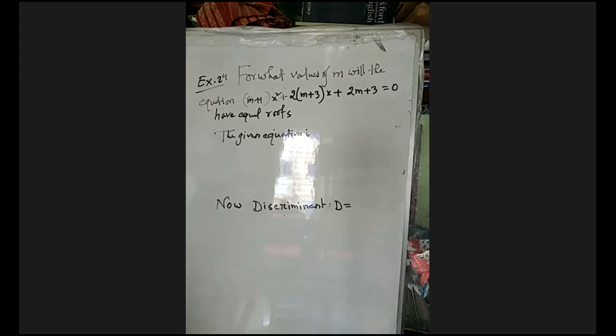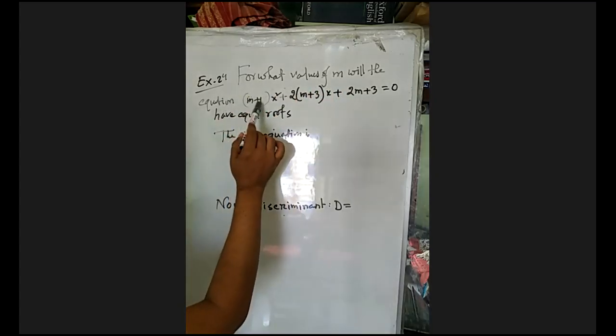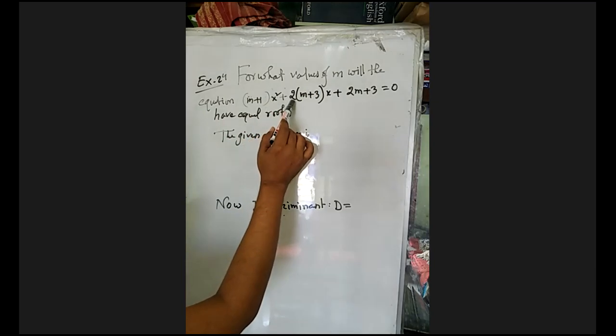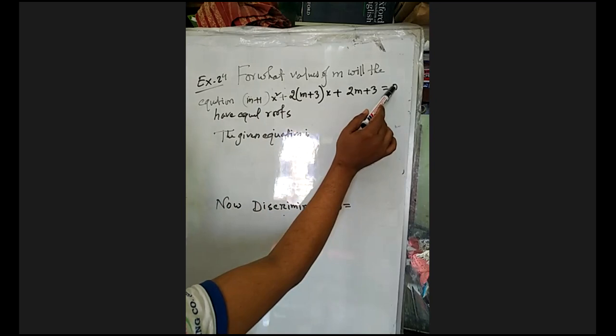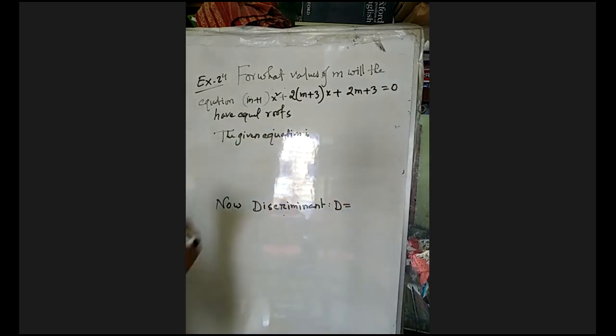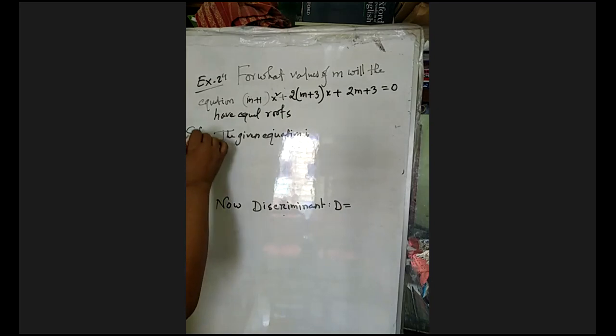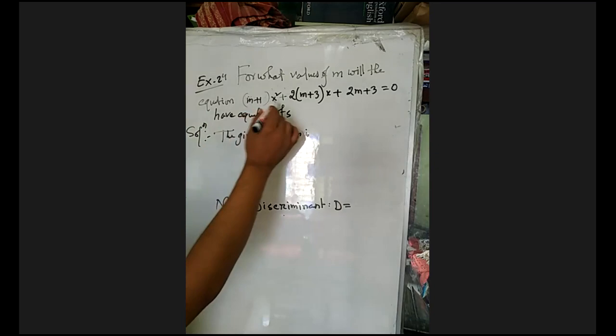Now another example, 24. For what values of m will the equation (m + 1)x² + 2(m + 3)x + 2(m + 3) = 0 have equal roots? Okay, so we have to find the value of m. For what values of m will the equation have equal roots?